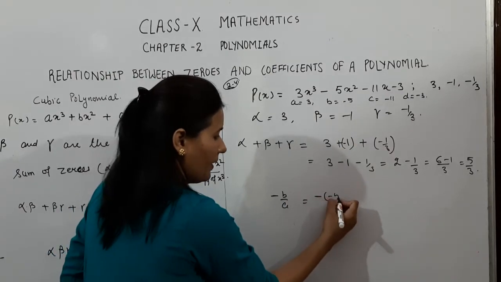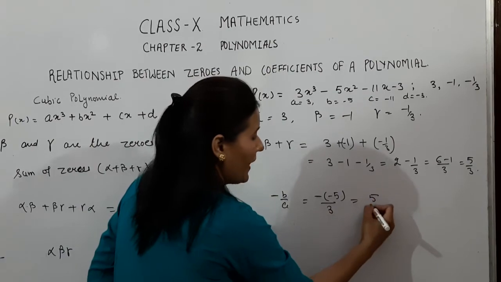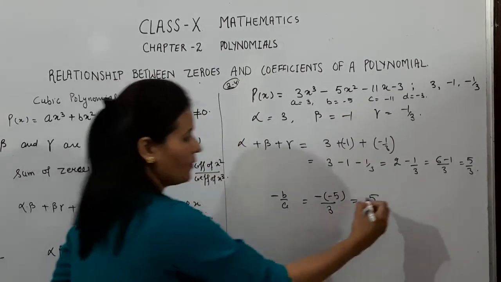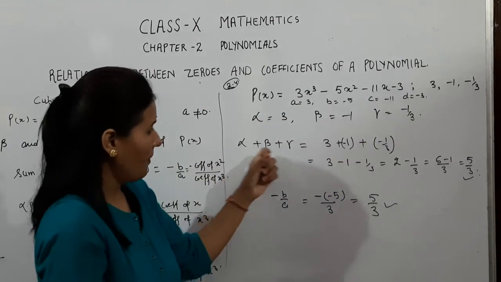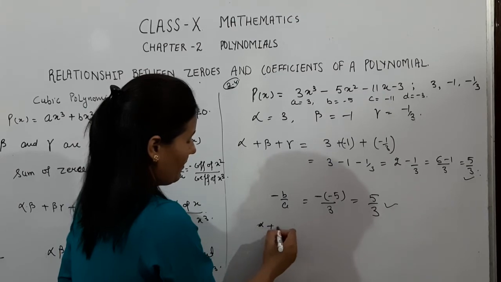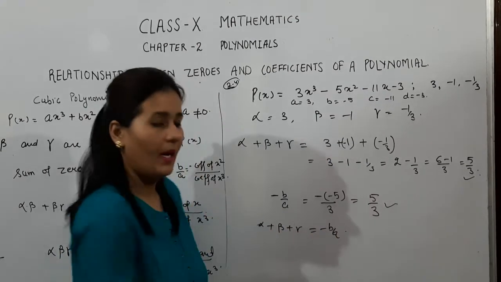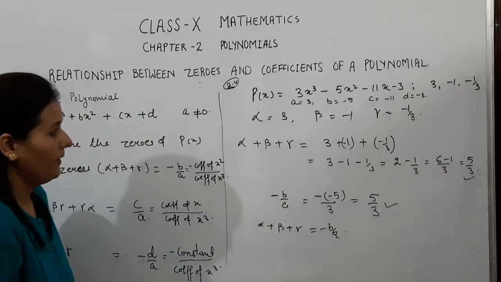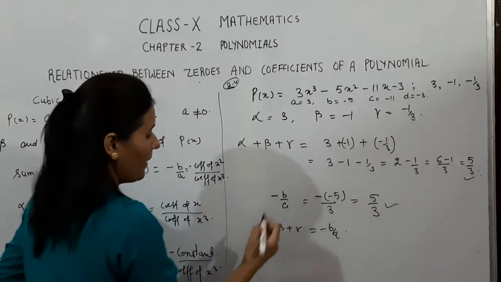b is minus 5 and a is 3, so it will be equal to 5 upon 3. So these two values are the same. It means sum of zeros, alpha plus beta plus gamma, is equal to minus b upon a, hence verified. Second relation, I think you can do on your own.